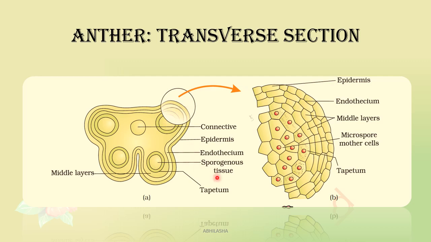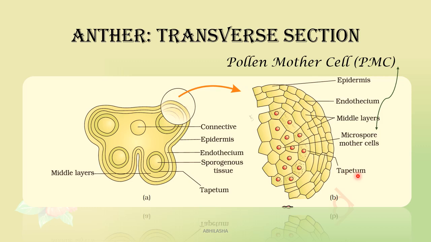Now here this sporogenous tissue develops into microspore mother cell. We also call it pollen mother cells, or in short PMC. These will later form the spores or pollen grains. Now you can see outside there are 4 layers of cells: epidermis, endothecium, and there are 1 to 3 middle layers. So 4 types of layers are present: epidermis, endothecium, middle layers, and inside is the tapetum.